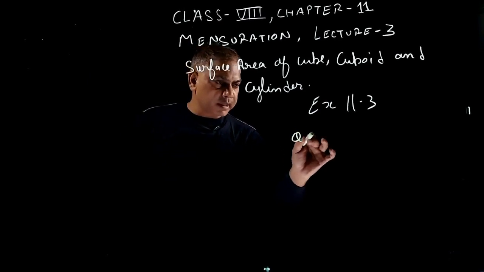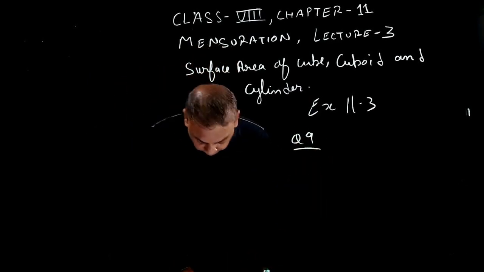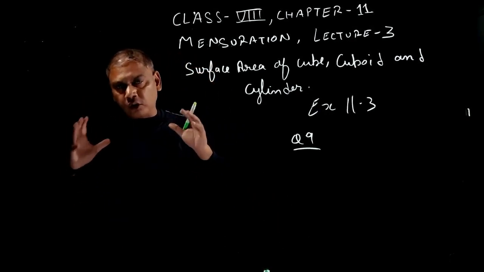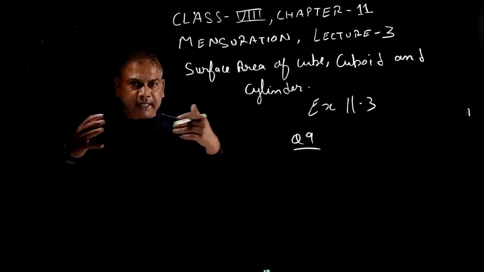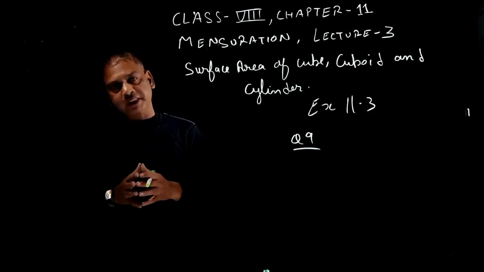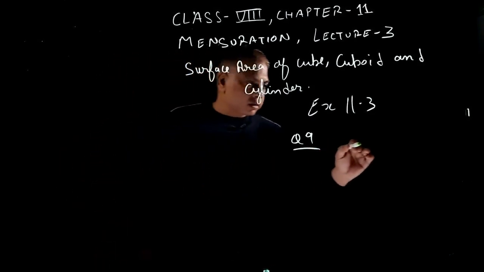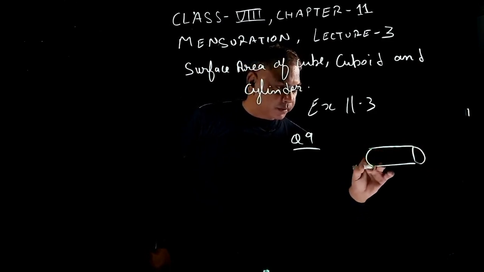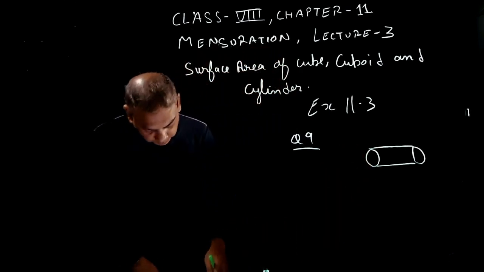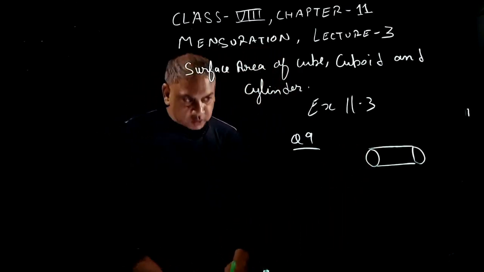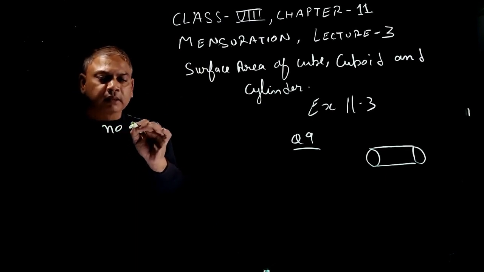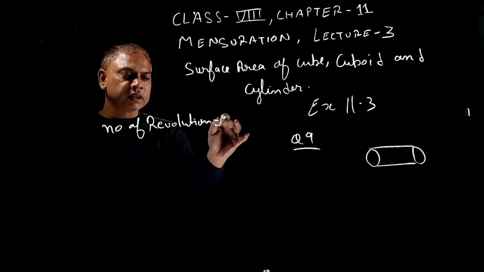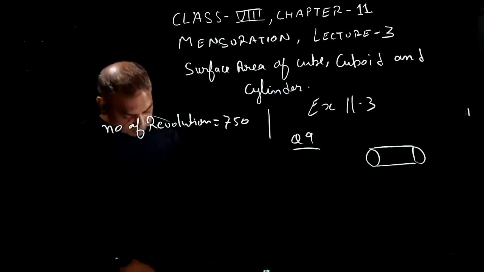Come to question number 9, student, exercise 11.3. A road roller takes 750 complete revolutions. Now, the road roller takes 750 revolutions. The front wheel is in the form of a cylinder. Okay, the wheel of the road roller is of this shape. Now the road roller takes 750 revolutions. What is the number of revolutions we have? Number of revolutions is equal to 750. Okay, good.